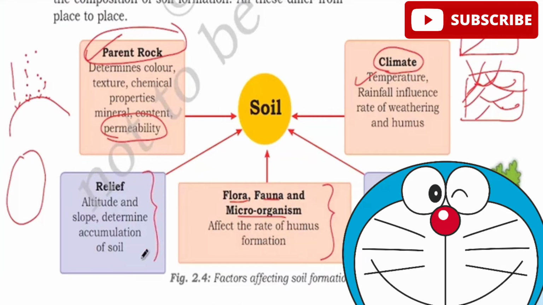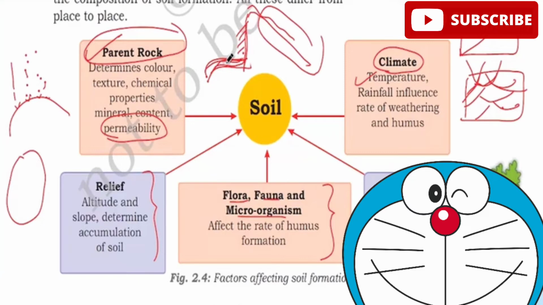Relief, altitude, slope matter a lot. So if I am talking about a mountain which is like this and another one like this, on the basis of this I can say where there will be more soil formation. If I have a river flowing, then here the soil formation will be more. If I have sea waves here, then the soil formation will be more on this side. So based on this we can decide where the soil formation can be more.